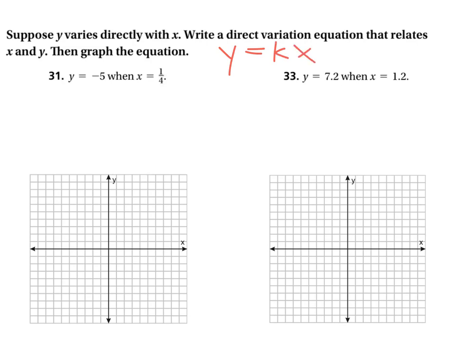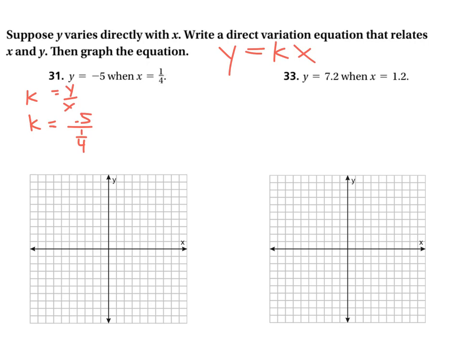So what is k? Well, rewriting this equation, and you should know this, by dividing both sides by x, we can find out that k is y divided by x. So in this particular case, we're doing -5 divided by 1/4. That's what k will be. Well, that's weird. -5 divided by 1/4.